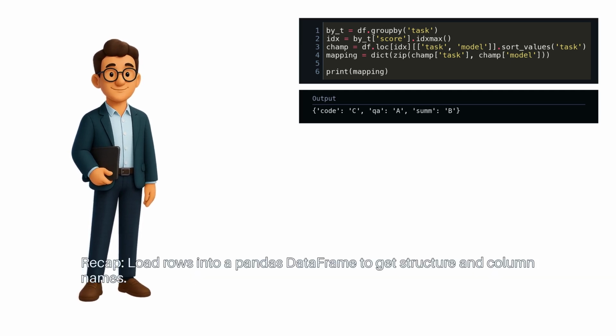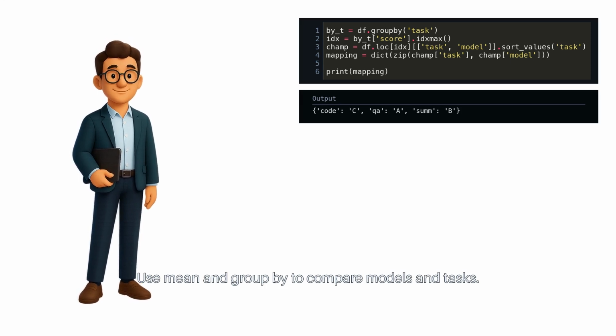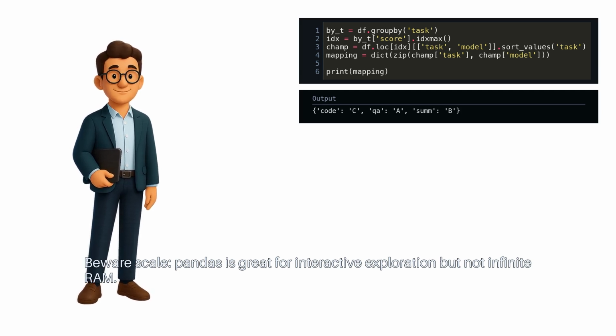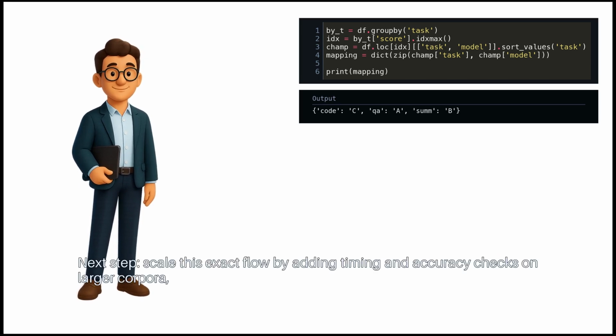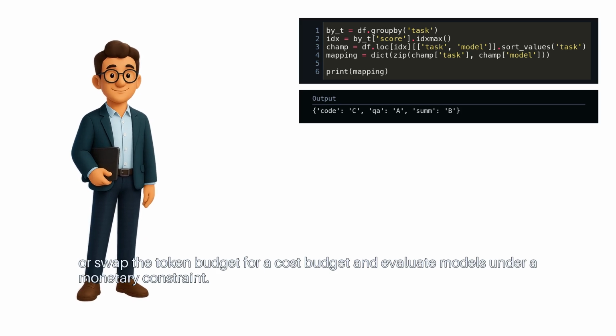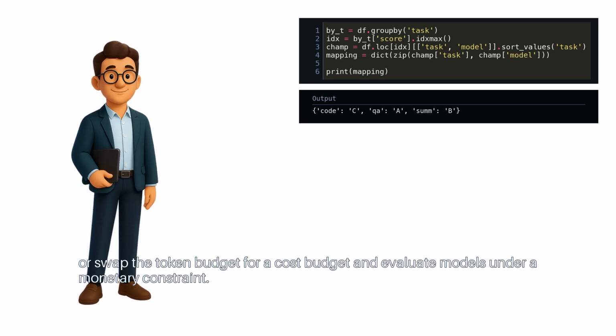Recap: load rows into a pandas DataFrame to get structure and column names. Use mean and groupby to compare models and tasks. Beware scale. Pandas is great for interactive exploration, but not infinite RAM. Next step, scale this exact flow by adding timing and accuracy checks on larger corpora. Or swap the token budget for a cost budget and evaluate models under a monetary constraint.